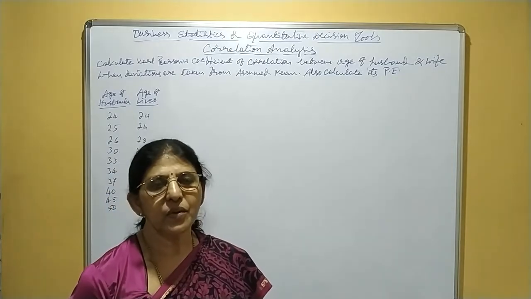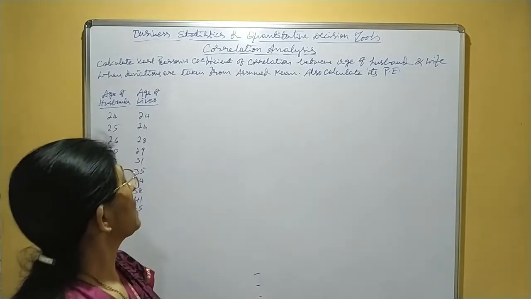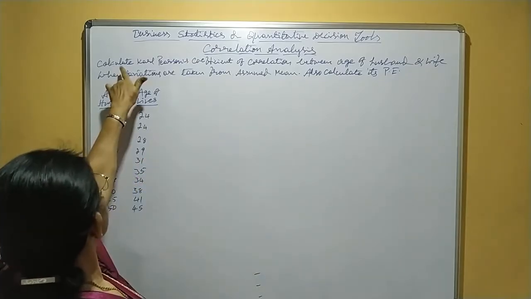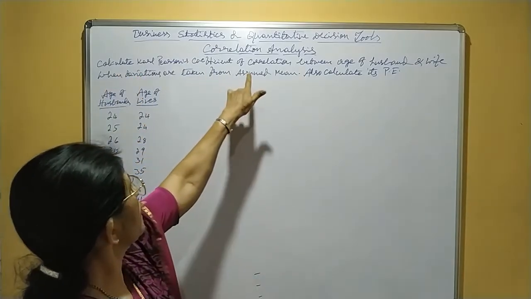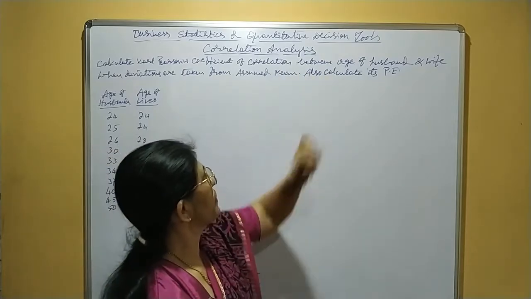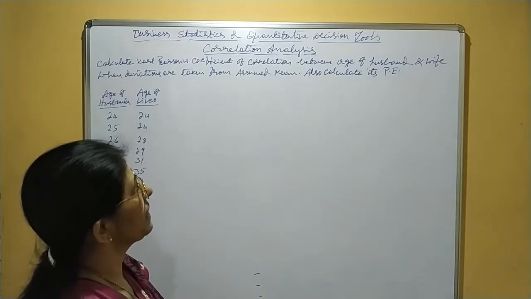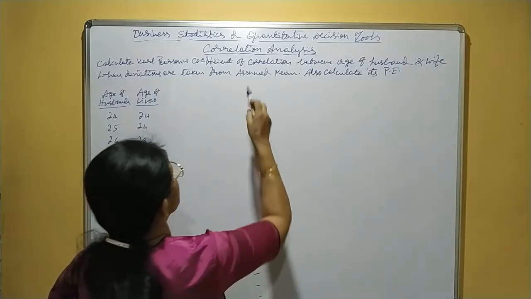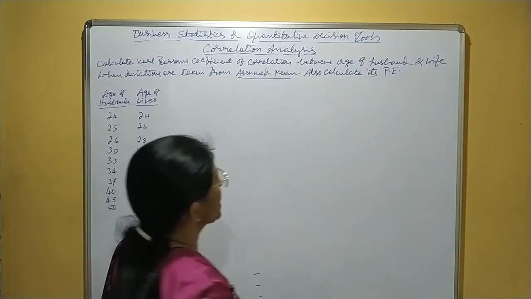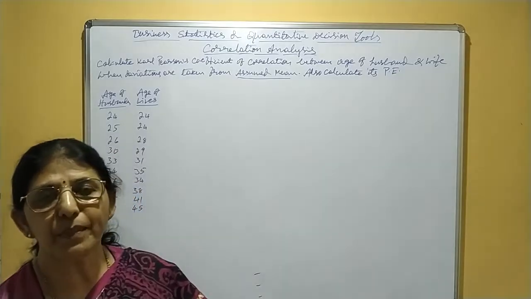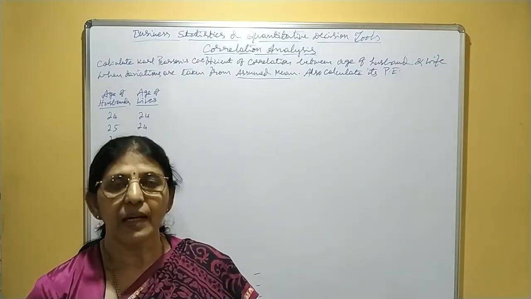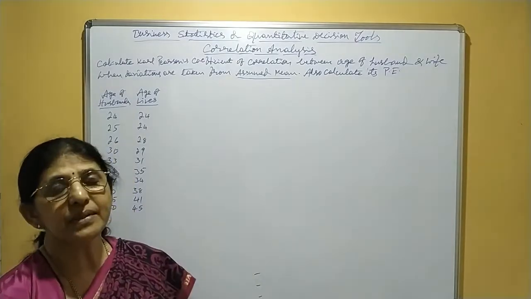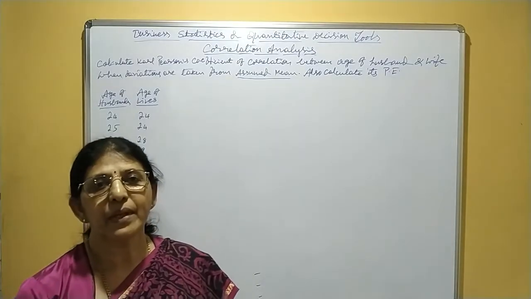Before taking grouped data, let us take one more problem on ungrouped data. Here it is given, calculate Pearson's coefficient of correlation between age of husband and wife when deviations are taken from assumed mean. Also calculate its probable error.